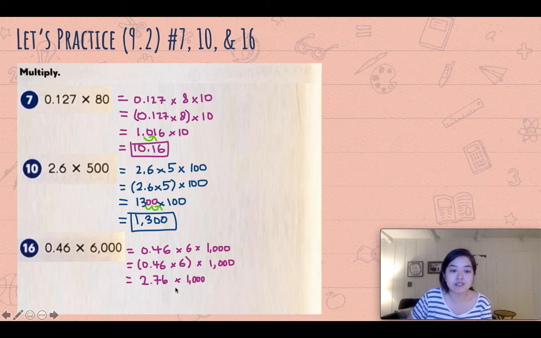So 2.76 times 1,000. Because I'm multiplying by 1,000, I know I have to move the decimal point 3 places to the right, okay. And so once I do that, I see, oh, it creates one empty pocket here, okay. So I'm going to fill that pocket with a 0, and so my answer becomes 2,760.